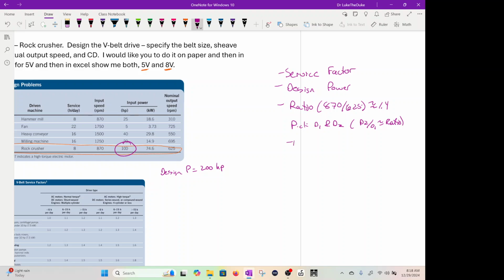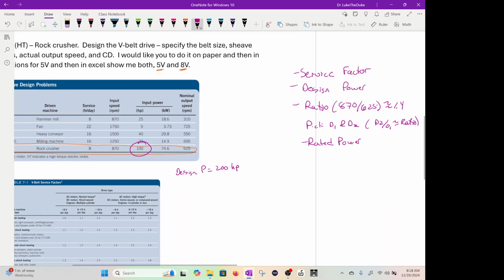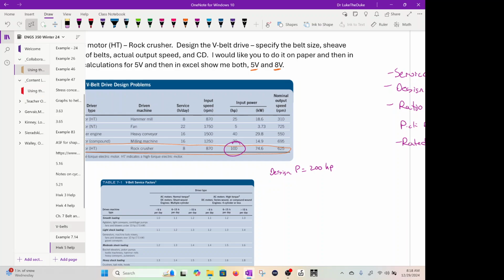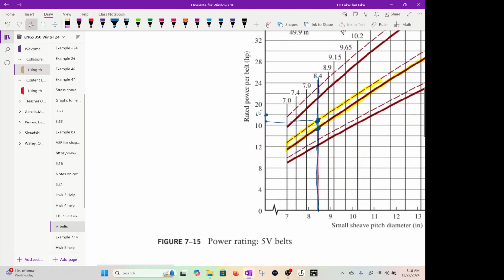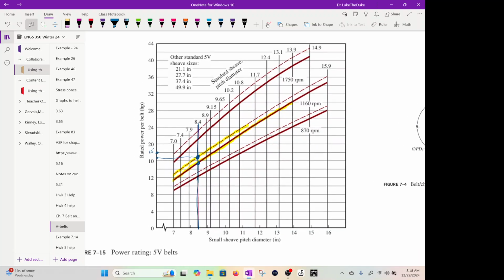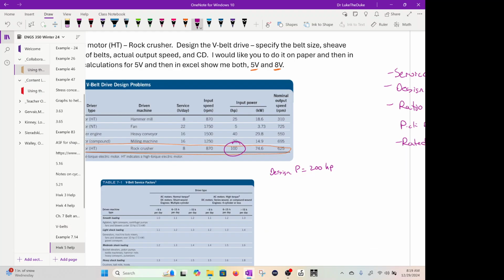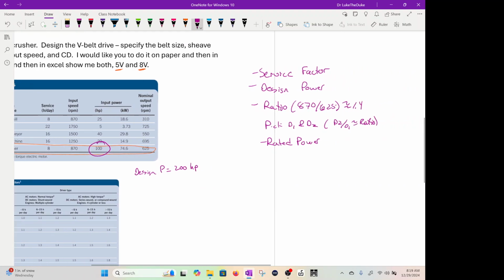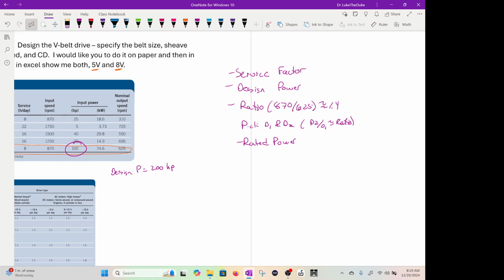Then you can find the rated power. So if I go back to this chart, say you have 5E, pick one of these small diameters because they're labeled. Then you can multiply by 1.4 and that's your other diameter. So find your rated power.